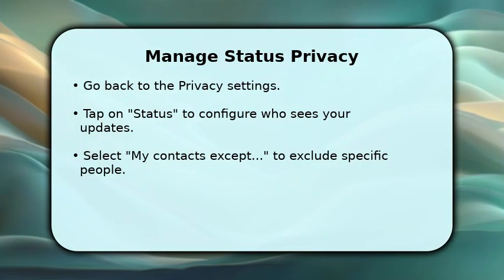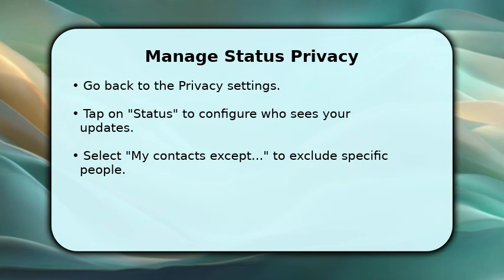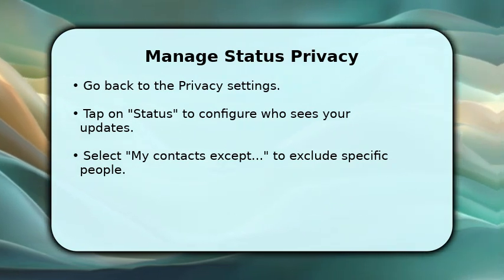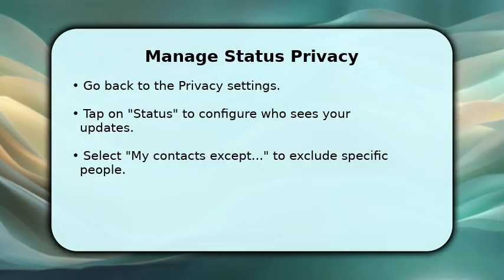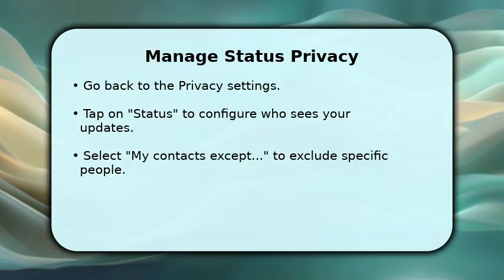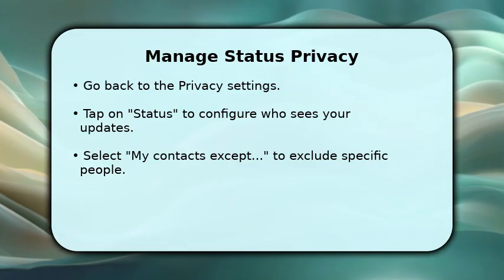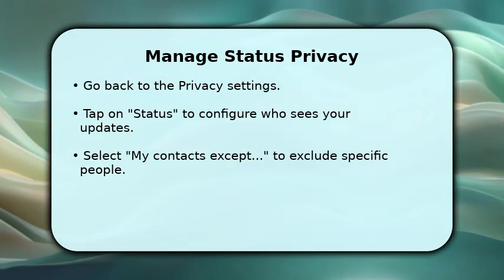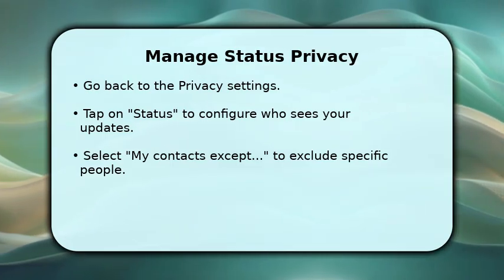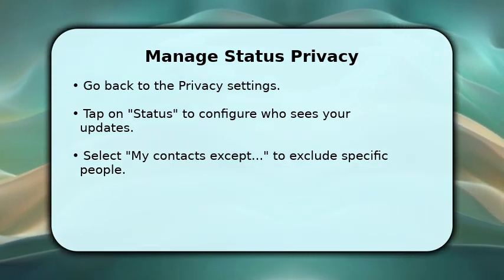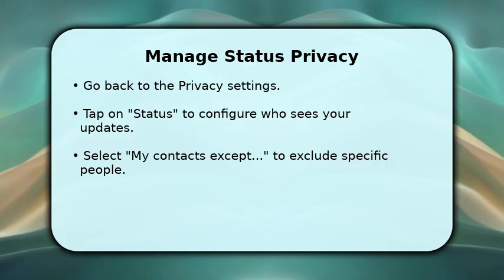Next, let's manage your status privacy. Return to the main privacy settings and tap on Status. Here, you have three options. To hide your status from certain contacts, choose My Contacts Except, and select those individuals. If you prefer to share only with a few, select Only Share With, and pick your desired audience. This gives you complete control over who views your daily updates.